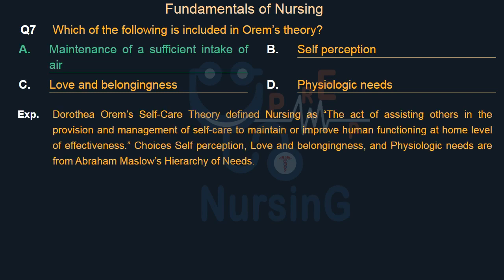Dorothea Orem's self-care theory defined nursing as the act of assisting others in the provision and management of self-care to maintain or improve human functioning at home level of effectiveness. Choices: self-perception, love and belongingness, and physiologic needs are from Abraham Maslow's hierarchy of needs.